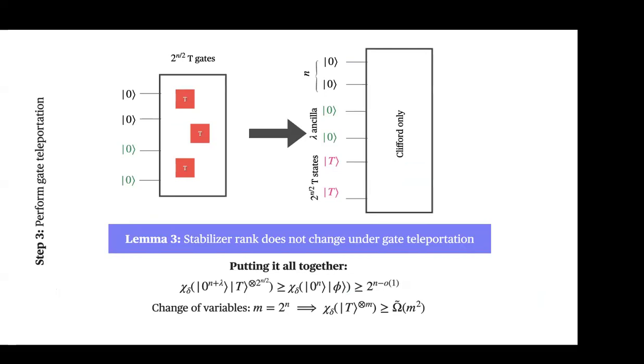So basically the third step is you use teleportation to bring all the T gates in and replace them with T states, and Clifford-only computation does not change your stabilizer rank. But what is important is to show that the teleportation gadget, because it involves measurement, does not change the stabilizer rank, and that is one of the technical elements in the paper.